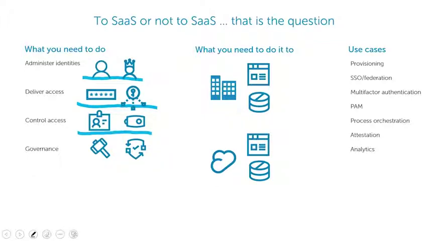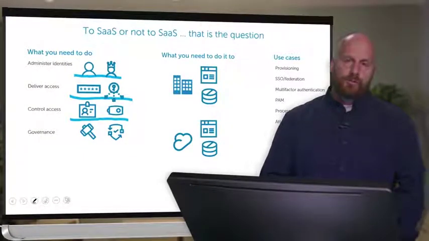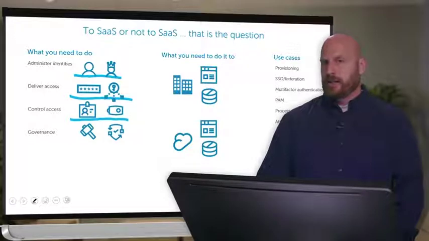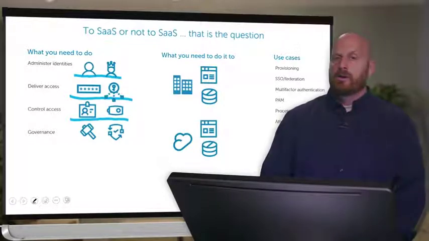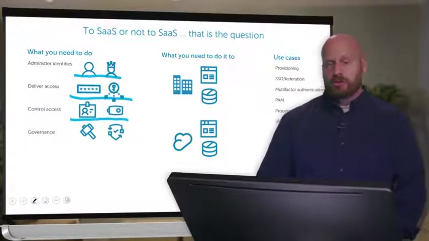Then you want to control access. Once they get to those things, you want to make sure that they only can get to the things they need to do their jobs. You don't want to over-provision people just because it's easier, because then they can get to stuff they shouldn't get to. People can steal their credentials and get to stuff that they shouldn't get to, so that's a bad thing.